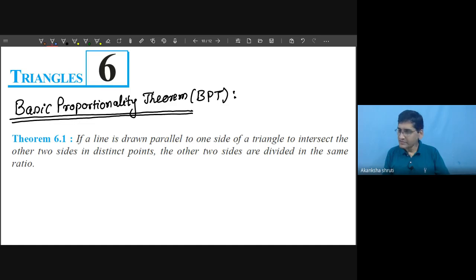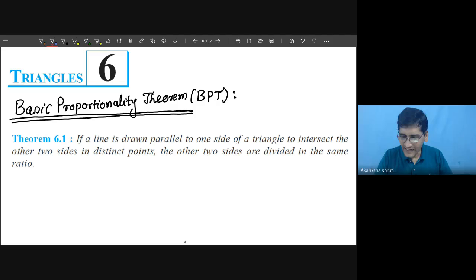So what is a similar triangle? Those things we have already learned. But this entire concept of similar theorem or similar triangle is based on this theorem called the basic proportionality theorem. Proportionality means simply the ratio. Basic means it is very basic to this ratio. So what is that? It is talking for a triangle.